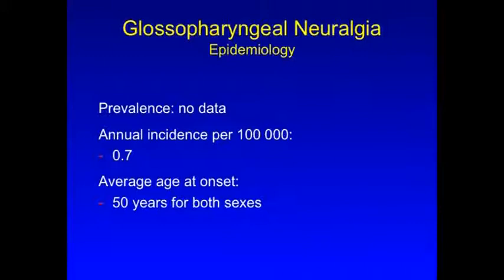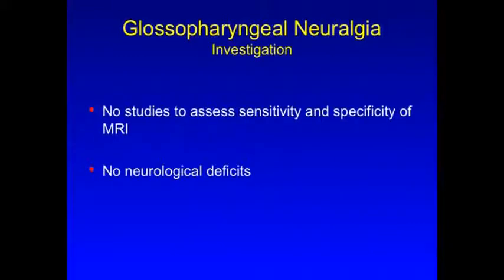Now, there's no data on prevalence of glossopharyngeal neuralgia, because it's very rare. It's 0.7 per 100,000 people. And the average age of onset is 50 years. Nobody knows why the patients get this. It could be a mechanical problem or irritation of the nerve, or could be just spontaneous, a genetic predisposition. They don't usually have any neurological deficits, and MRI usually is not helpful unless there's a tumor, which explains that.